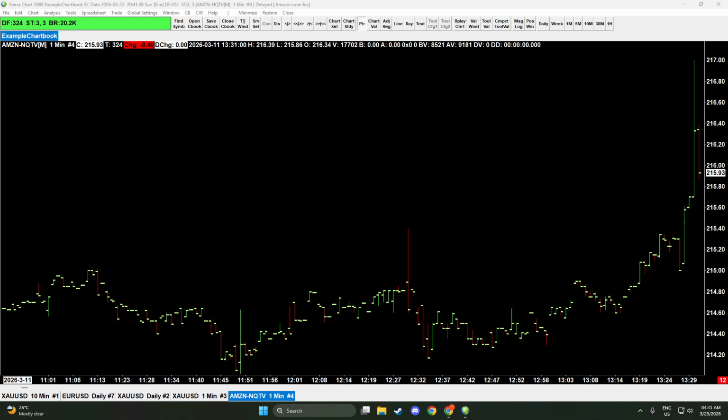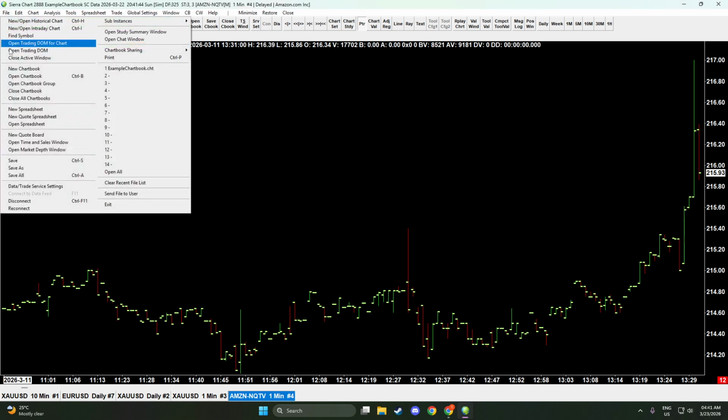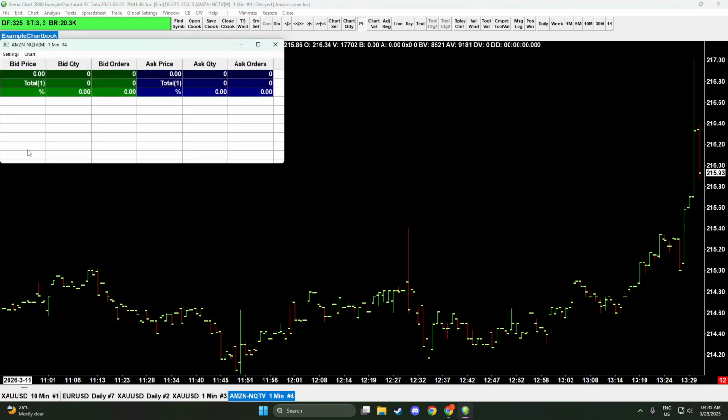To open the Level 2 view in Sierra Chart, go to the top menu and select File, then Open Market Depth window. A small prompt appears where you choose the symbol you want to view. Type or select the symbol, confirm it, and the market depth window will load for that instrument.